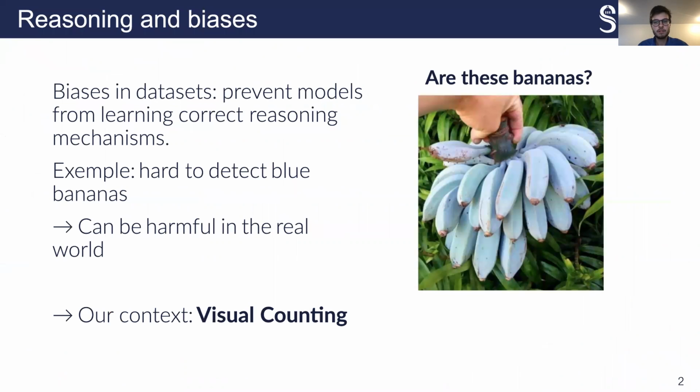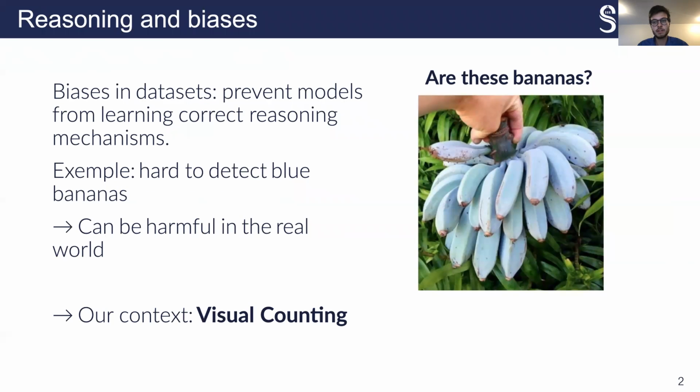We are addressing the issue of biases. They prevent models from learning the correct reasoning mechanisms. For instance, most bananas are yellow, so it can be hard to detect blue bananas. This issue is important as biases can be harmful when deploying models in the real world.